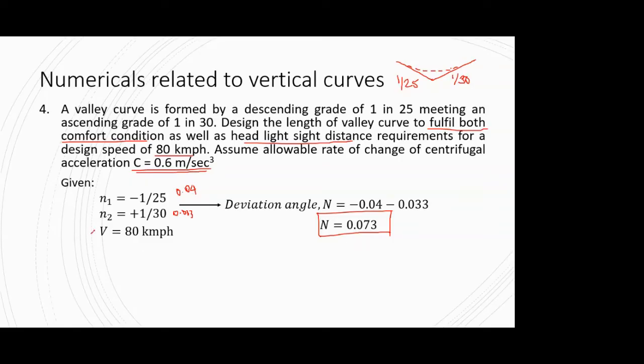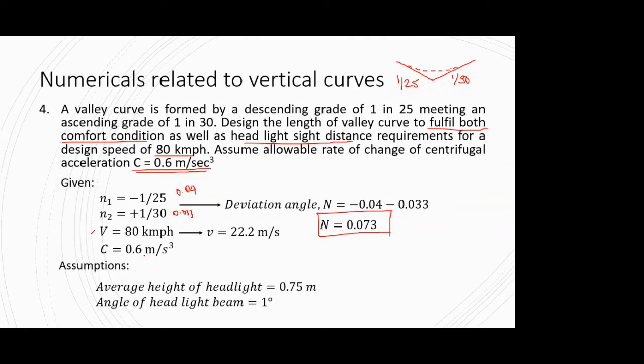Another given thing is the design speed, which we are converting into meter per second. So 80 kmph is nothing but 22.2 meter per second, and the C value, the rate of change of centrifugal acceleration, is 0.6 meter per second cube. And again, you will need some assumptions. The assumptions will be the average height of headlight, which is 0.75 meter, and the angle of headlight beam, which is 1 degree. Now this is the standard one that we had seen in theory.